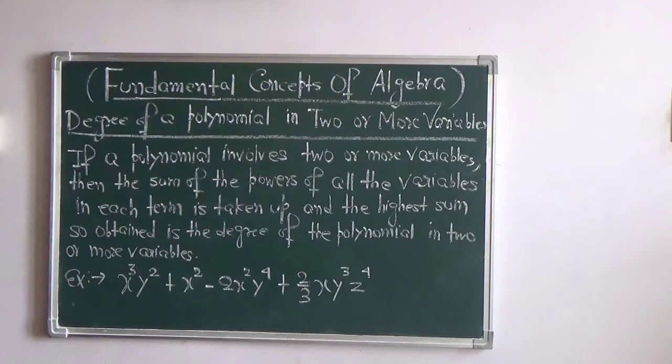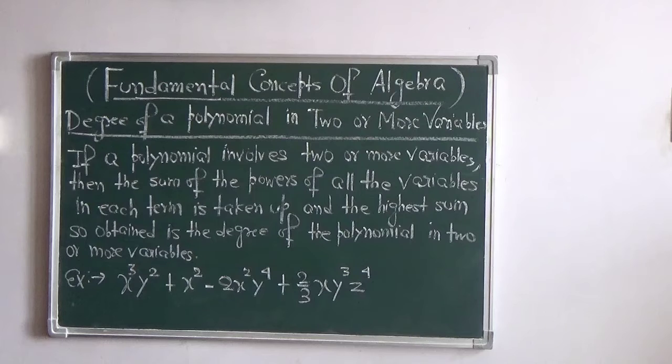Yes, sir. So the degree of a polynomial in two or more variables: if a polynomial involves two or more variables, then the sum of the powers of all the variables in each term is taken up, and the highest sum so obtained is the degree of the polynomial. The example here is x cube y square plus x square minus 2x square y to the power 4 plus 2 by 3 x y cube z to the power 4.